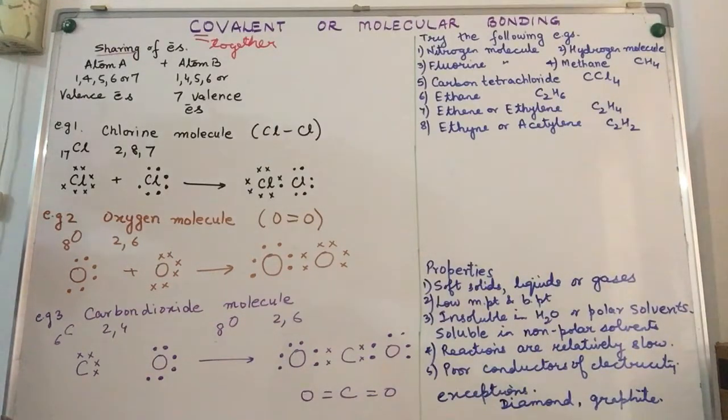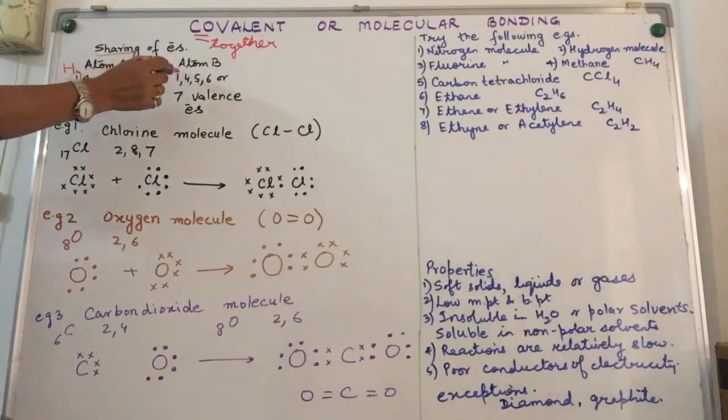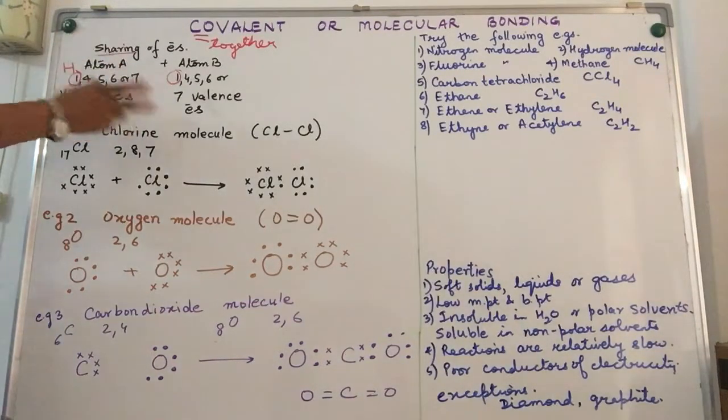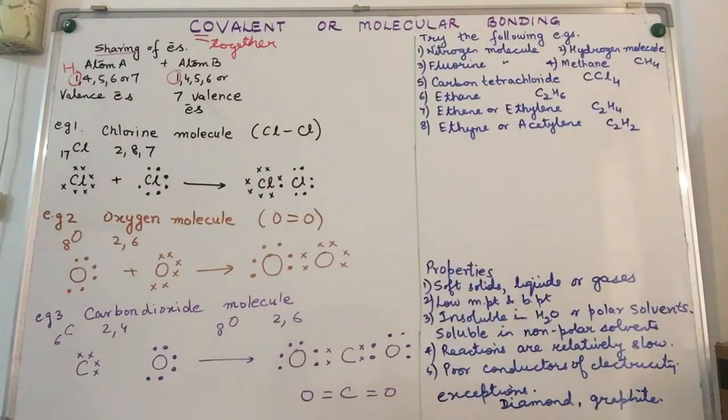General rule, although it is not a rule as such, general idea, which will help you to remember where covalent bonding will happen. If atom A has 1, 4, 5, 6 or 7 electrons, now this one I have included only for elements like hydrogen, and atom B has 4, 5, 6 or 7 electrons in the valence shell, in such a case, when such two atoms come together, they will prefer to share.